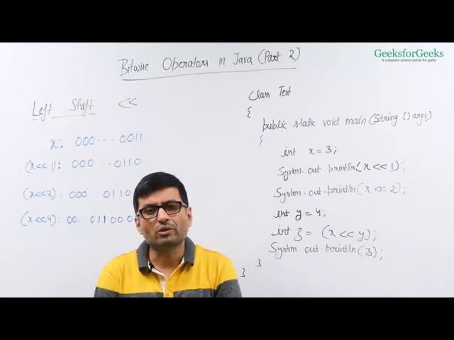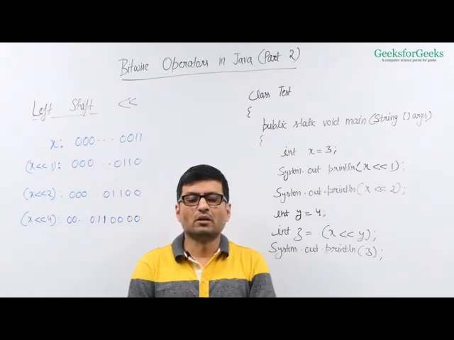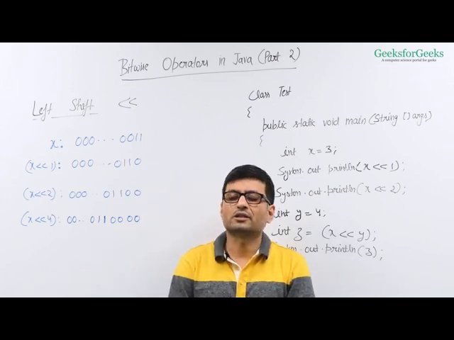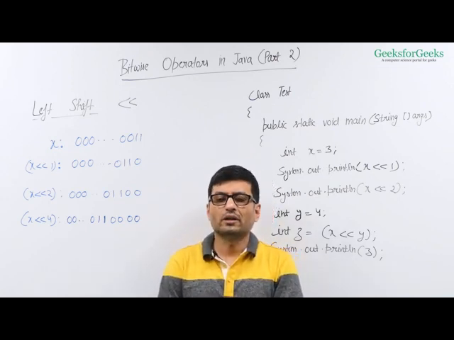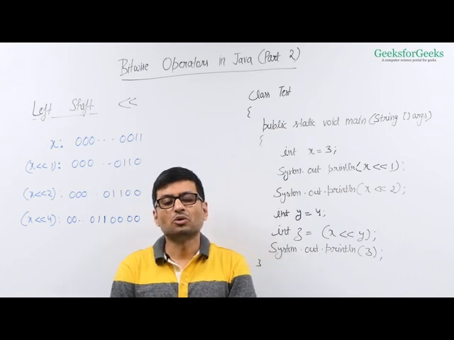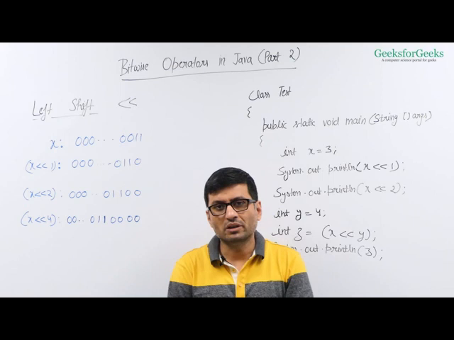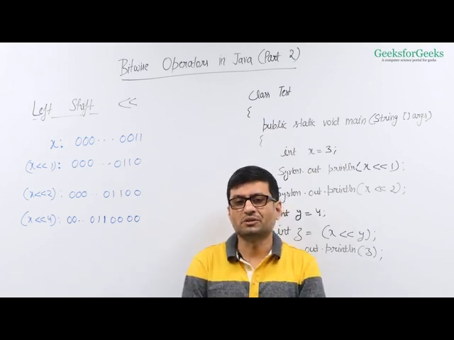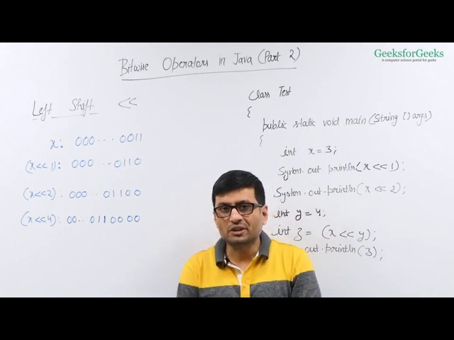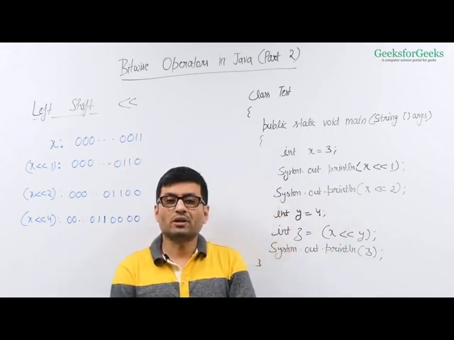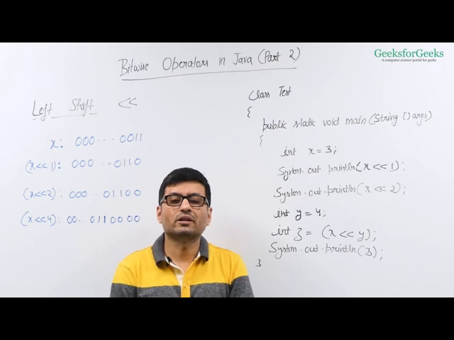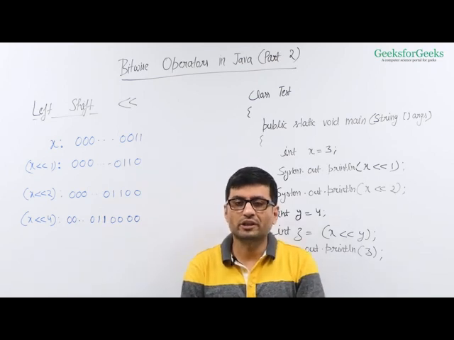Let us now talk about the left shift operator. Left shift operator is a binary operator. It takes a number whose binary representation is to be shifted and takes another number that tells how many times we need to shift the binary representation. After shifting the binary representation, whatever new binary representation you get, it returns the corresponding integer value.